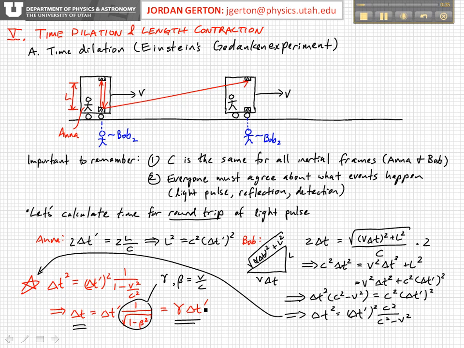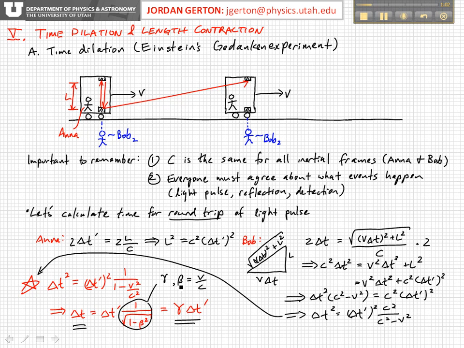So we can think of this round trip as sort of a light clock. It's ticking off a certain amount of time, one time interval for the light to travel up to the mirror and back. What we've basically shown is that the time that Bob measures is longer than the time that Anna measures by this factor gamma.